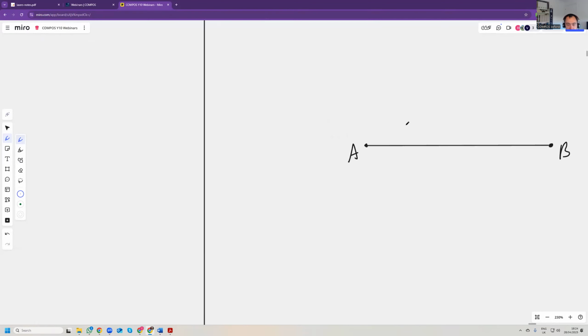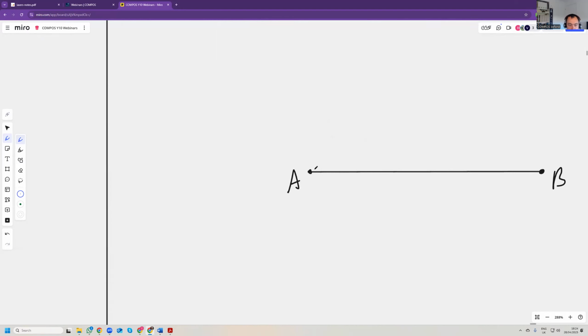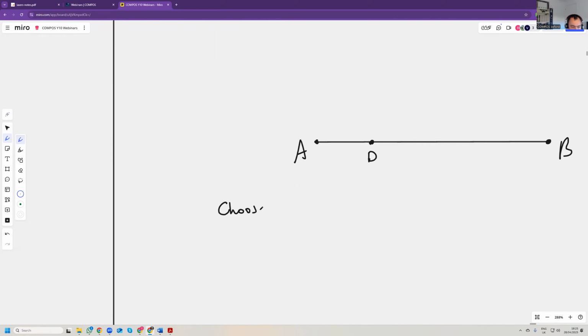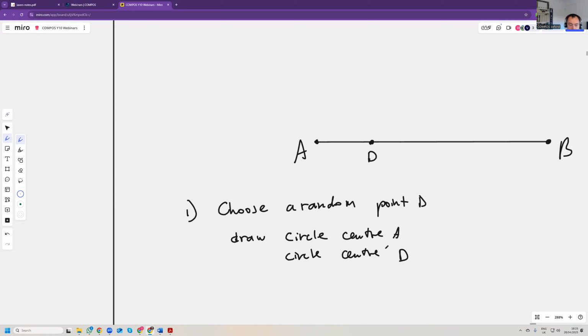Okay, so I'll try to be neat here. So choose a point, and let's call it point D. Choose a random point D. Draw a circle, center A and circle center D. The radius of the circle is AD.